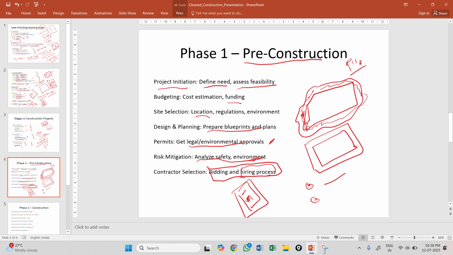For example, when it comes to a structure, you need to hire a structural engineer. When it comes to designing, you need to hire an interior designer or an architect. And there are a lot of other things that come under the hiring process. Then comes bidding.